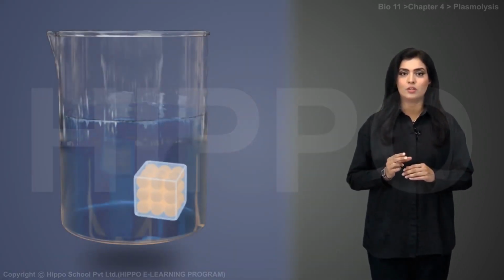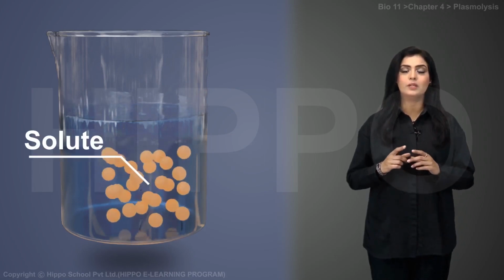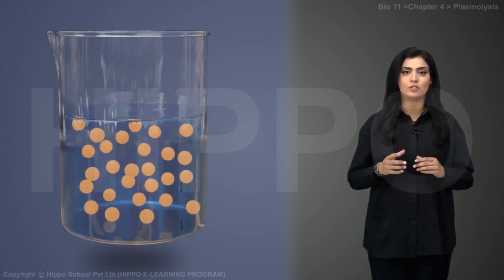Let's discuss plasmolysis. Before we begin, you need to understand the concept of diffusion. Diffusion of both water and solutes means the movement of molecules from a region of higher concentration to a region of lower concentration. If we dissolve a small quantity of solute in a solution, the particles of solute will eventually be evenly distributed.